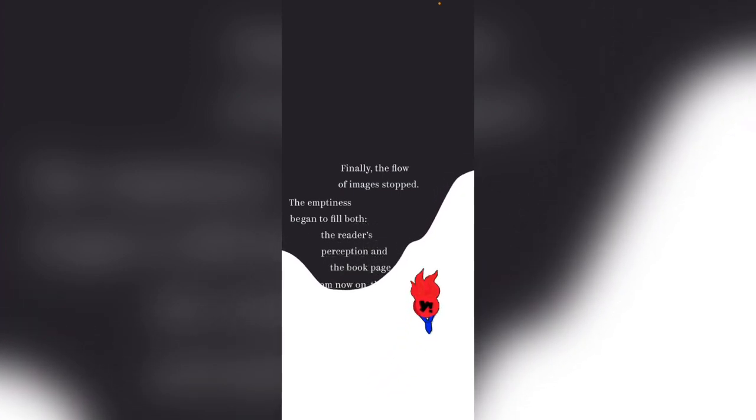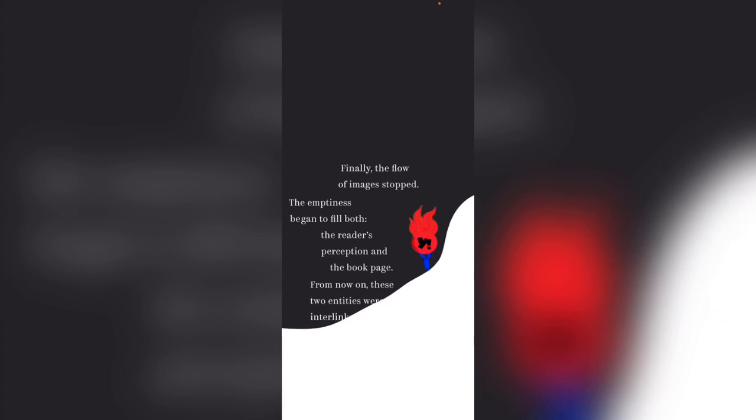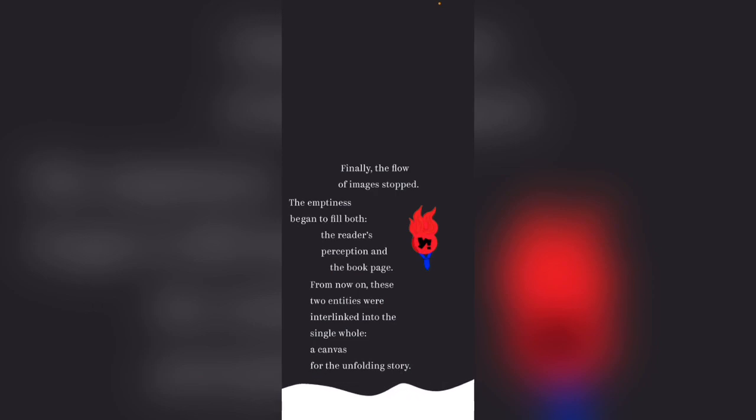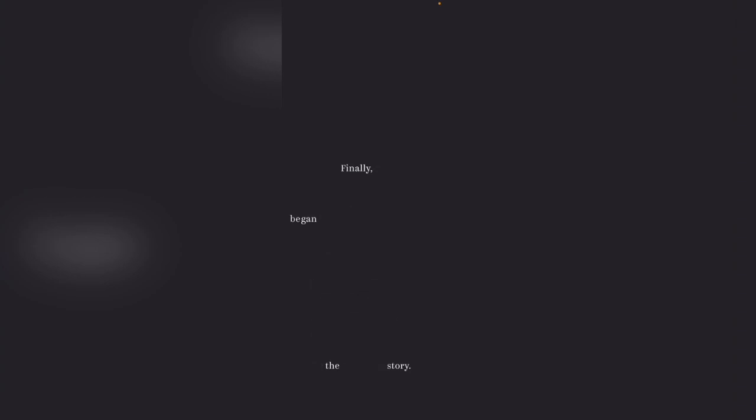At the next moment, perception was torn between the images that appeared. They interrupted each other, sending cascades of connotations that filled the woman's imagination at lightning speed. Finally, the flow of images stopped. The emptiness began to fill both the reader's perception and the book page. From now on, these two entities were interlinked into the single whole, a canvas for the unfolding story. Finally began the story.